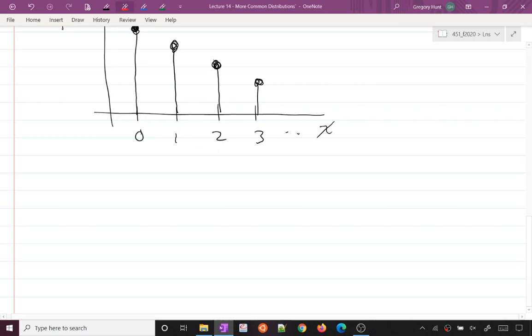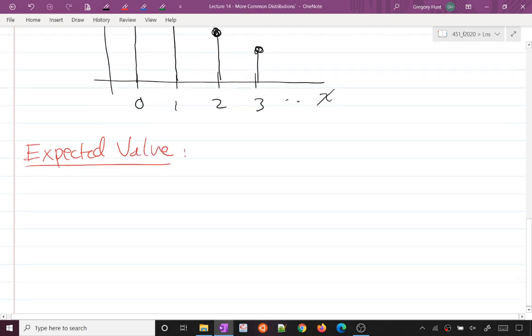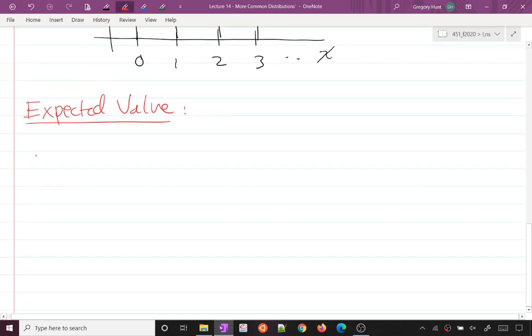We could ask, for example, what the expected value of a Poisson distribution is. And that's a calculation that we can do. So the expected value of a Poisson distribution, E[X].